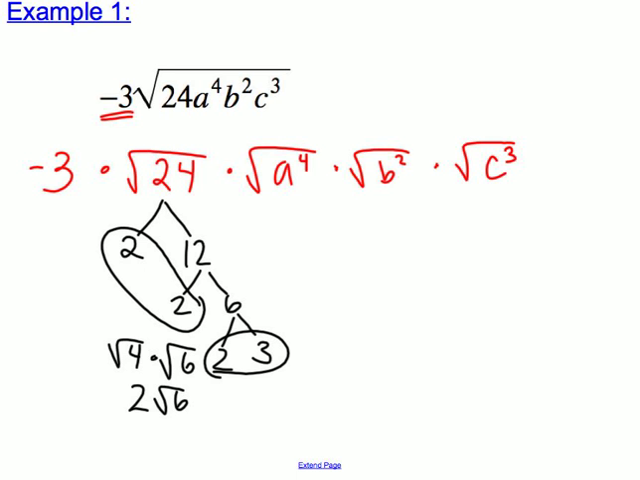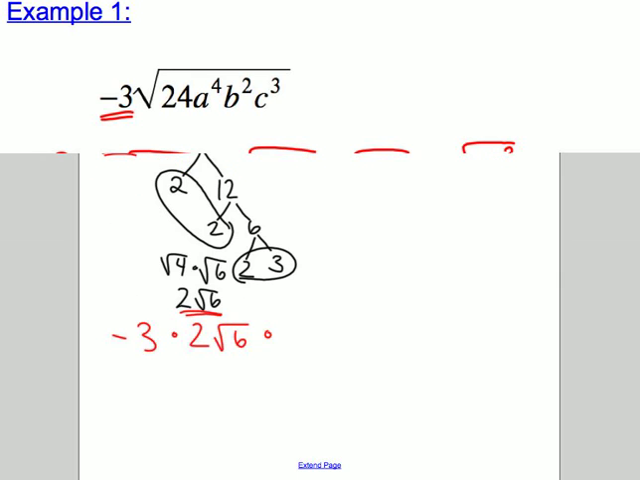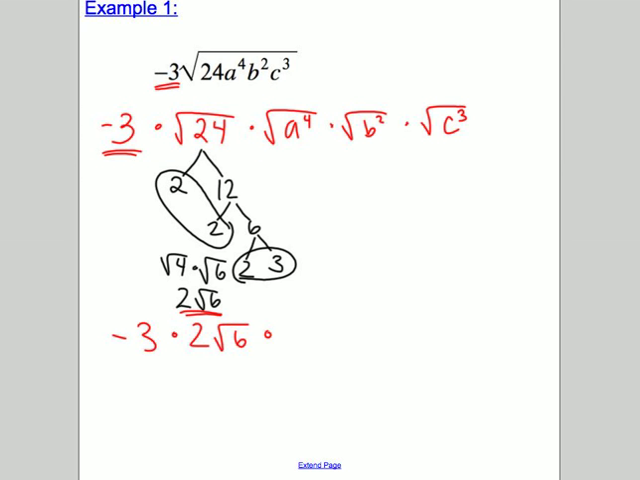So my answer starts to become this -3 times this, 2 square roots of 6, times, and then I have to wait for the rest of my results on the other pieces. So let's take a look at this next piece. Square root of a to the fourth.